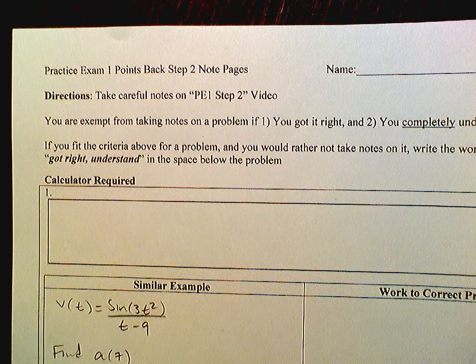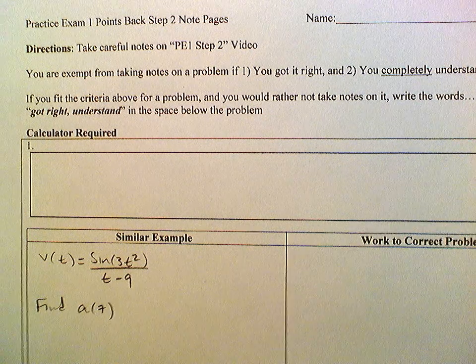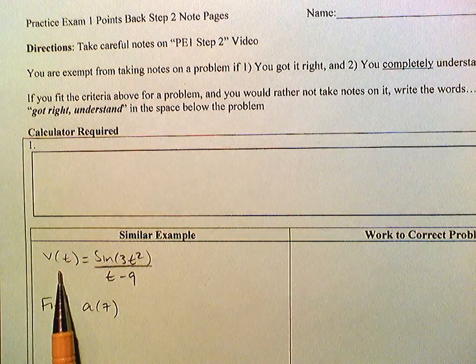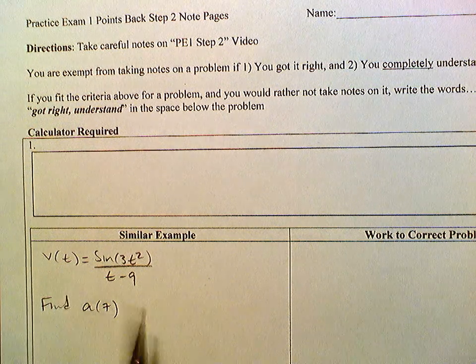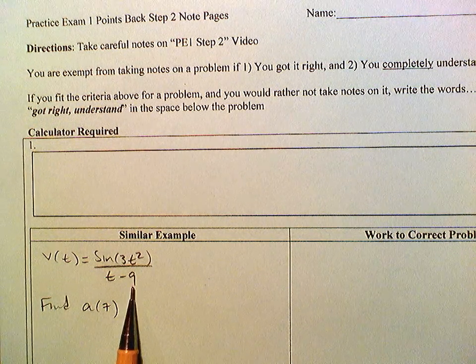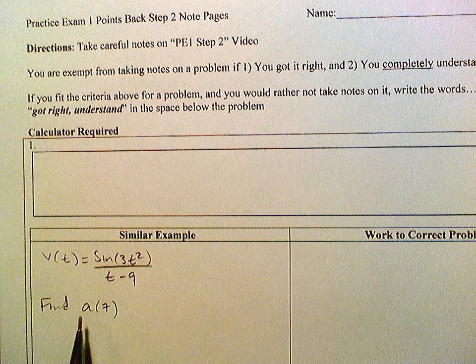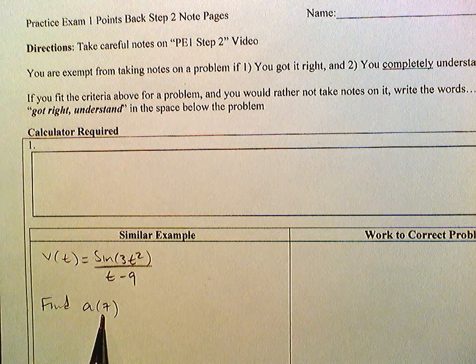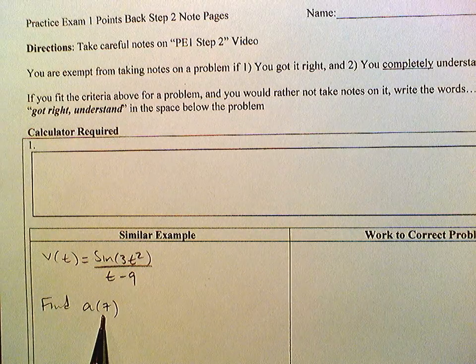Okay, here's step 2. Let's do a similar example to the first one. So we've got the velocity of a particle given by this function, and they want the acceleration of that particle at time 7. Okay?